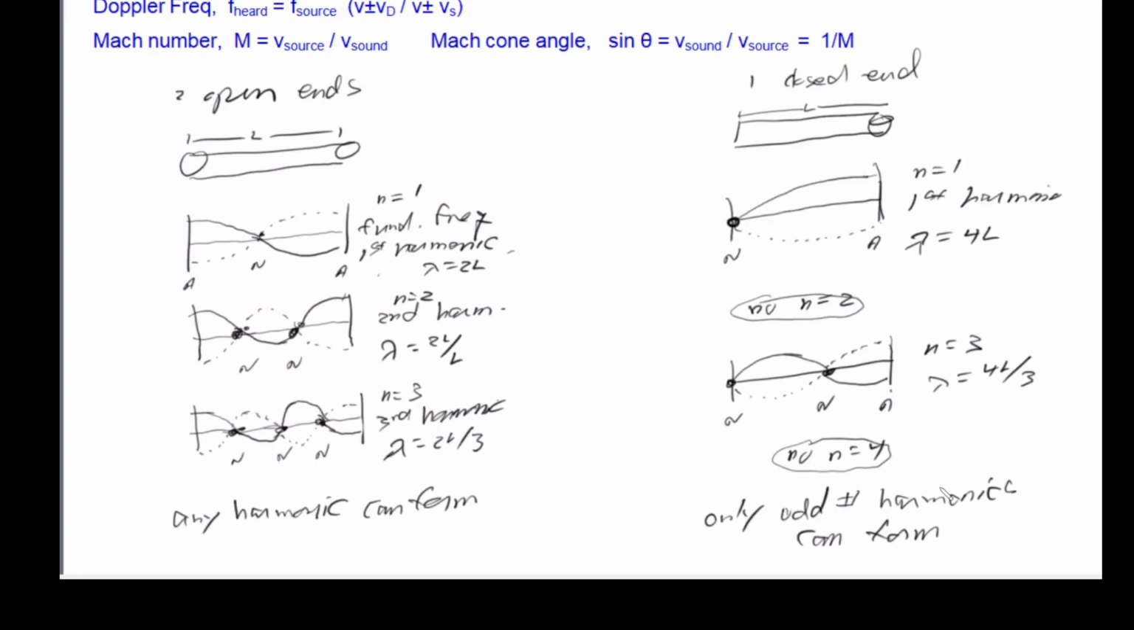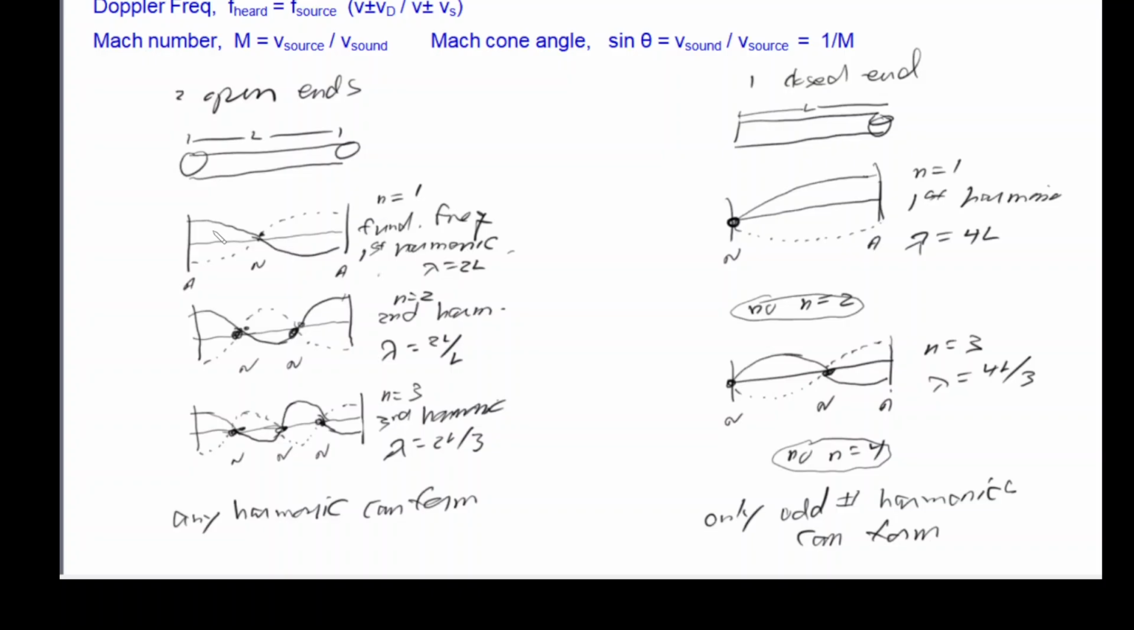Displacement nodes and pressure nodes are opposite. A pressure node always occurs at a displacement antinode, and a pressure antinode always occurs at a displacement node. So now I'd like to look at standing waves that form in musical instruments. On the left, you see a pipe with two open ends, and on the right, you see a pipe with one closed end. So if we go to the left, you can see how the standing waves can form.